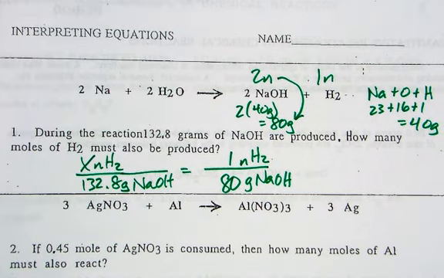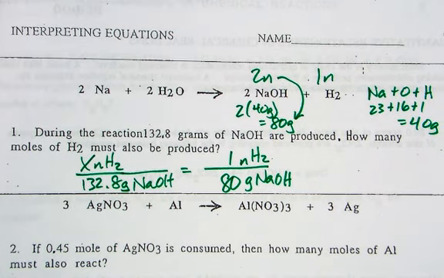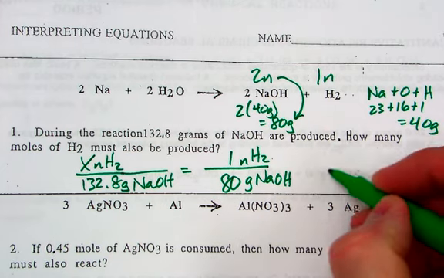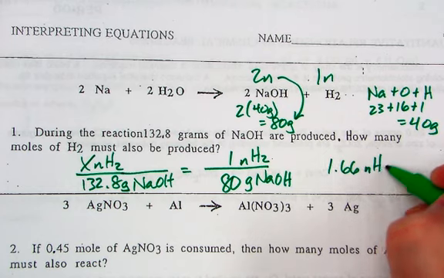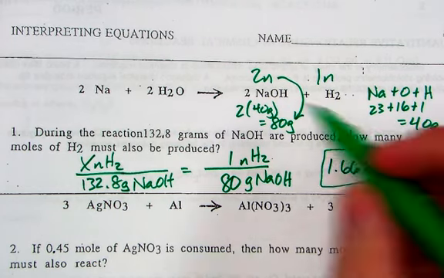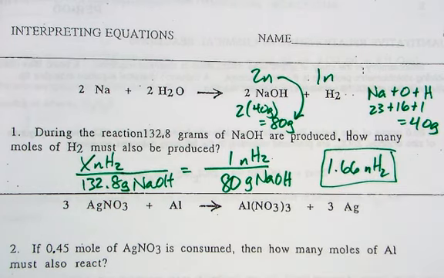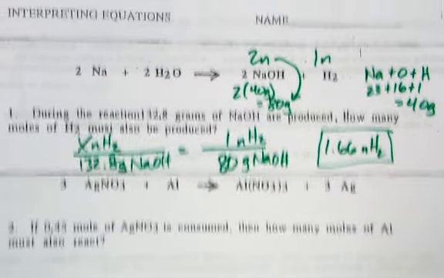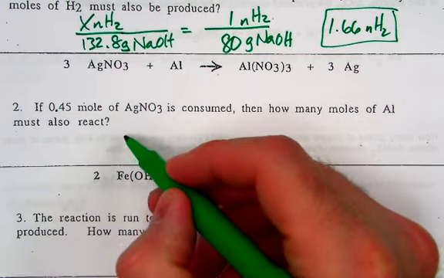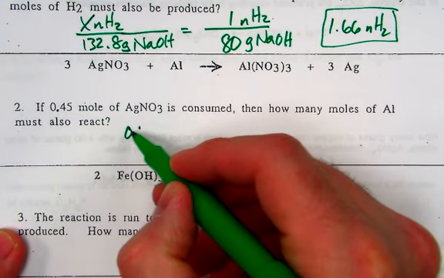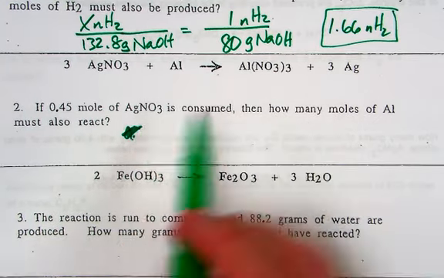So I'm going to take 132.8 times 1 divided by 80. And we get about 1.66 moles of H2. For your units, always go back to what you wanted to find out, and that's it. Easy breezy, right?